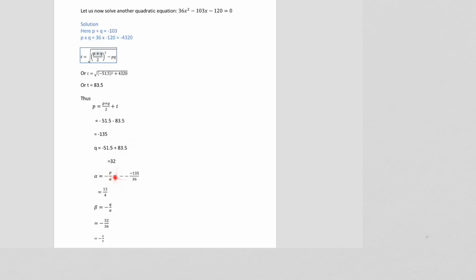Alpha is equal to minus p by a, equal to minus of minus 135 by 36, which is equal to 15 by 4. Similarly, beta is minus q by a, equal to minus 32 by 36, equal to minus 8 over 9. Thank you.